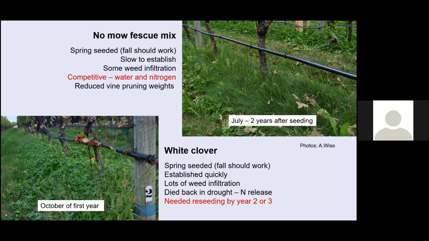But I'd say the biggest problem with the clover is that it died out and it needs reseeding. I mean, the fescue pretty much was well established and did not need reseeding. At the end of the day, these cover crops have lost favor on Long Island. And I think that's primarily because, for 2 reasons. One is that they still require some management. And 2 is that in dry years, they're just way too competitive.